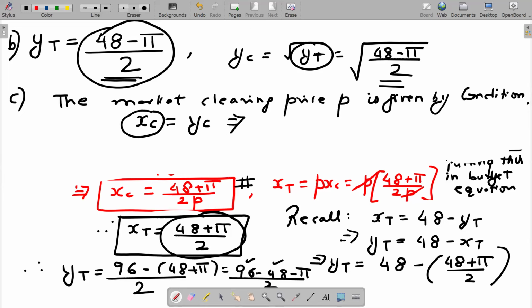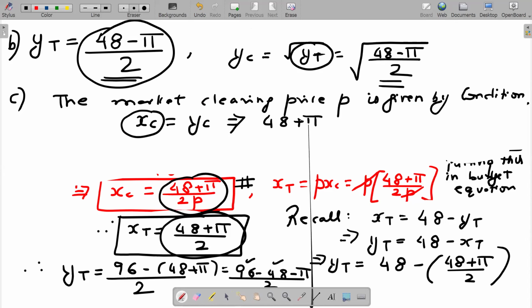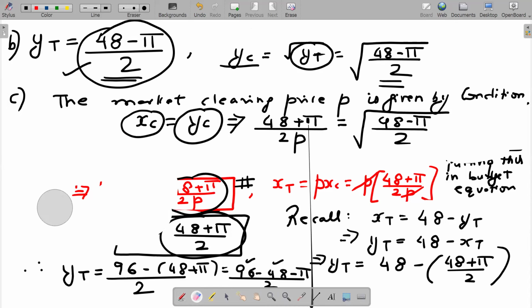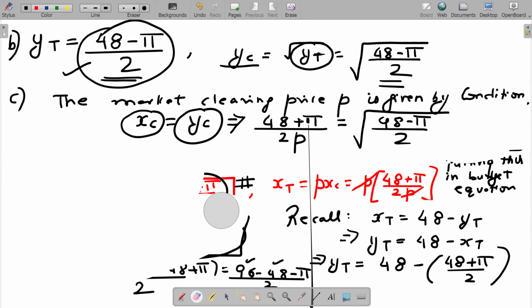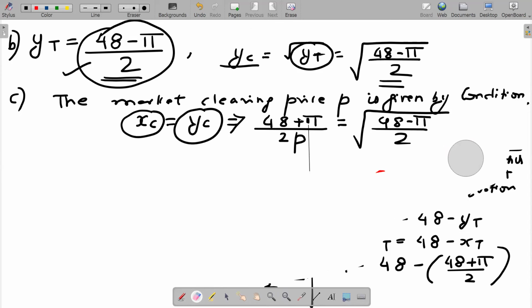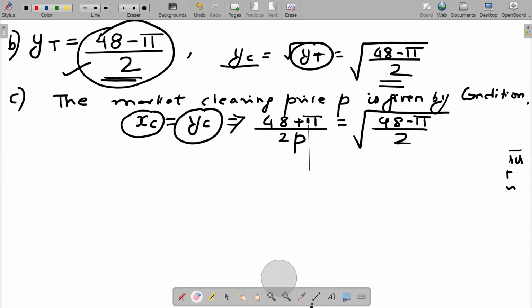What is XC? 48 plus pi over 2p. What is YC? YC is the square root of 48 minus pi by 2. I need to solve this equation for P. So if I erase all this off, all I have to do now is to solve this for P.